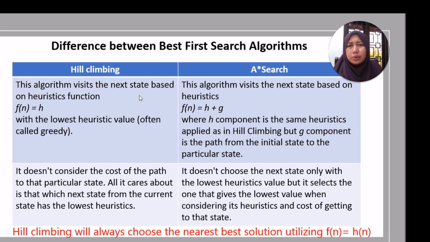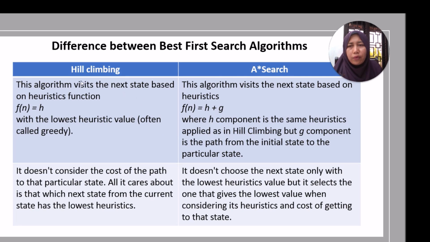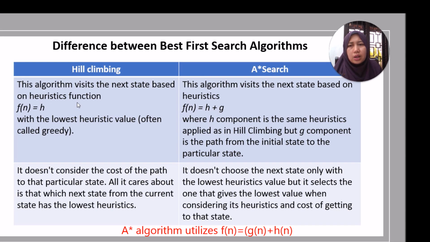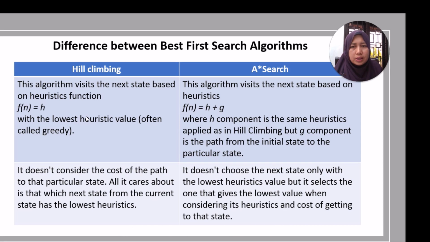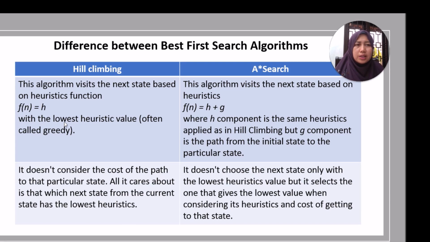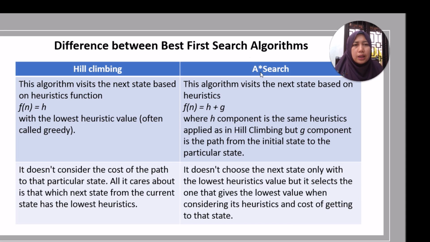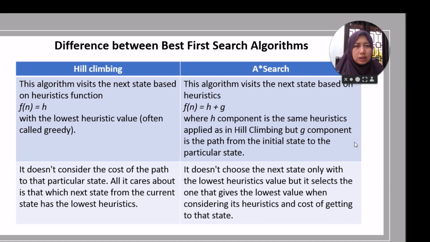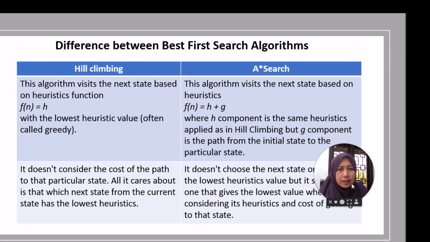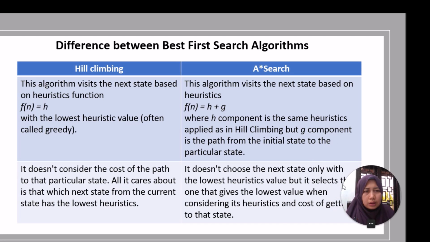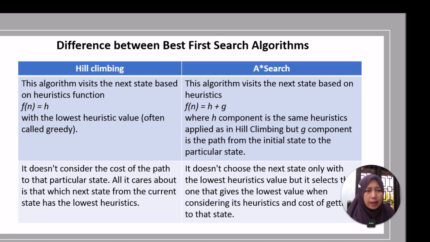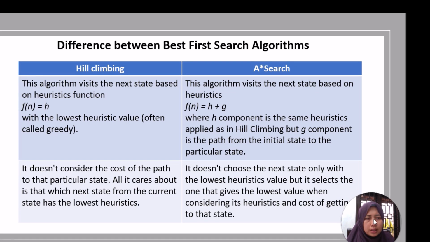This slide gives you the difference between these two algorithms, where for hill climbing, the algorithm visits the next state based on a heuristic function. An example of a heuristic is lowest, so we can choose the shortest distance, as I mentioned previously in the two slides earlier. As for the A-star search, we need to consider the next state based on the heuristics, for example, the component from the path to the initial state, as well as the value of the heuristics from the state.